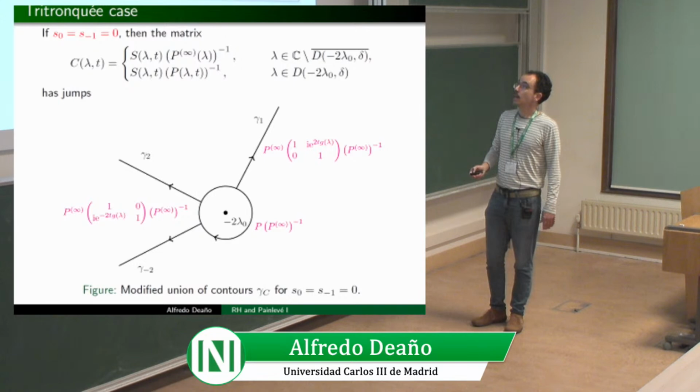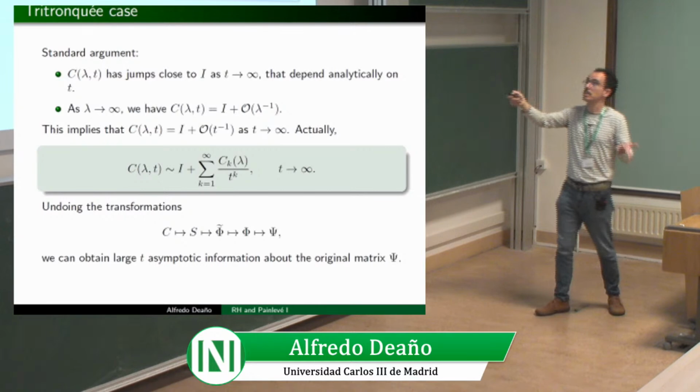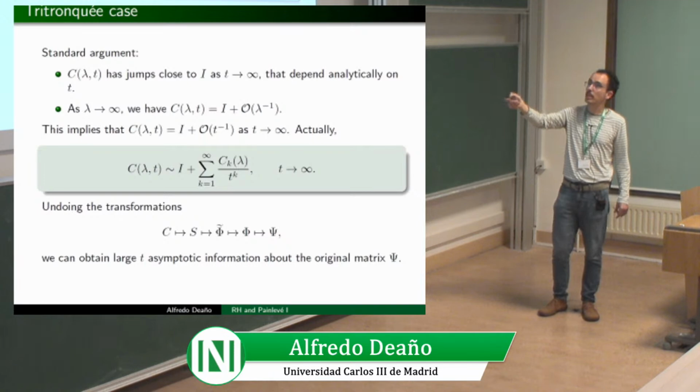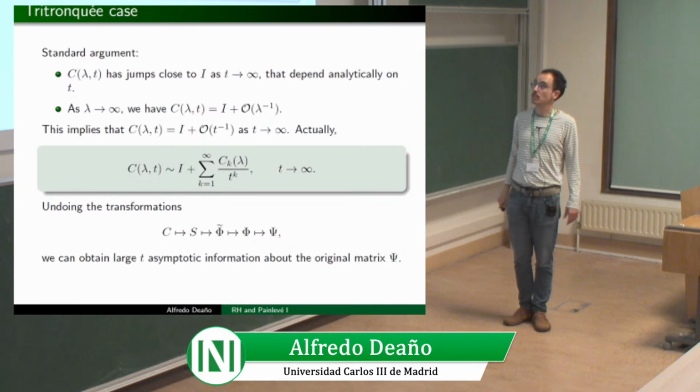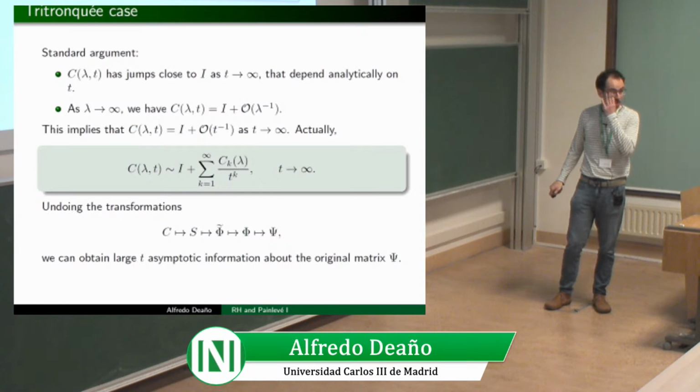Okay, so now everything works. So you have this final matrix that I call C. All the jumps are close to identity, exponentially close to identity, or algebraically close to identity, but close to identity. And the matrix is identity at infinity, so it is identity plus corrections in t as t tends to infinity. And actually, I can write a whole asymptotic series for this final matrix, and then I undo the transformations, and then I get the large asymptotics of the original matrix.